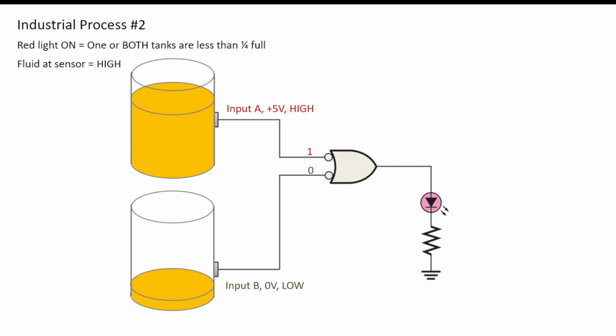If, however, one of these tanks falls below and our capacitive sensor no longer has fluid in front of it, input B would drop to 0 volts or low. And the result of that would be that we have a high signal coming out from the output, and the LED would be on. If both of these fell below quarter full, then both of them would be sending a 0 or low signal back to this negative OR gate, in which case we would have a 1 or high output and the red LED would be on.